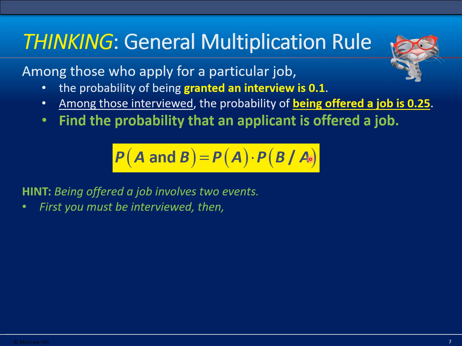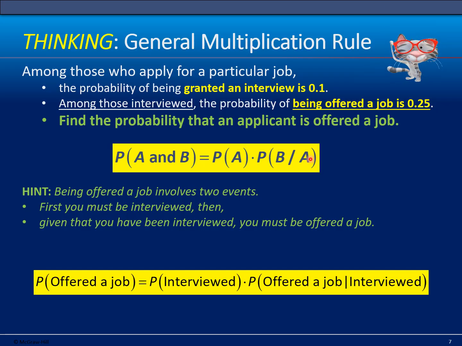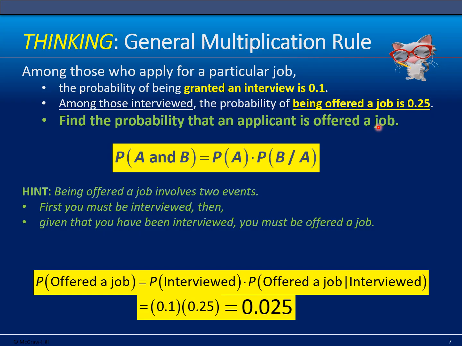Well, being offered a job involves two events. First, you must be interviewed, and then given that you've been interviewed, you must be offered a job. So the probability of being interviewed times the probability of being offered a job given that you're interviewed, which is, I guess, what we have here if A is interview and B is offered a job. Okay.